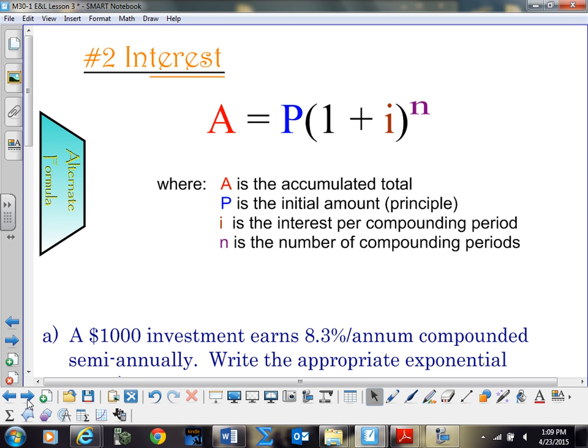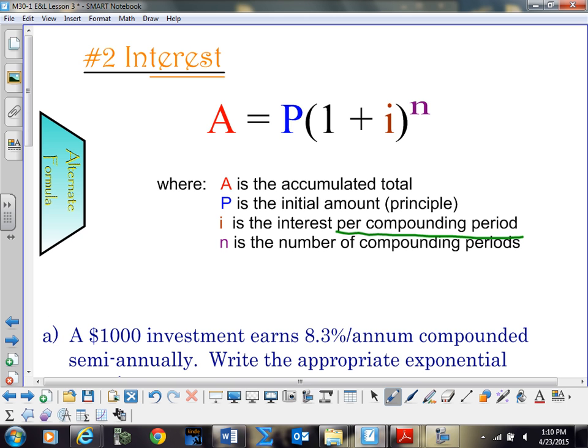I is the interest rate. Notice that it's per compounding period. So if it's compounded annually, then we leave I as the annual interest rate. But if it's compounded semi-annually, we would take our annual interest rate and divide it by 2. Compounded quarterly, divide it by 4. If it's compounded monthly, we divide it by 12. Okay, we'll look at that in our example.